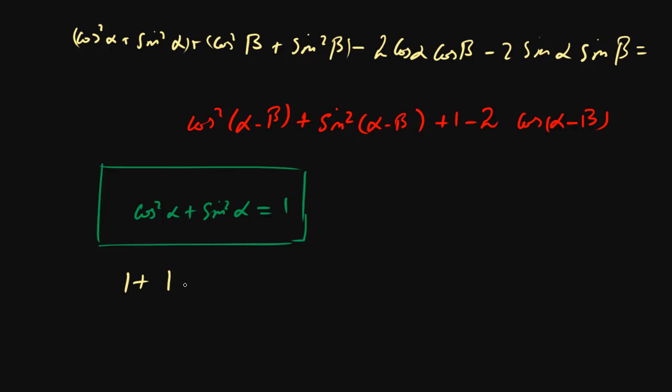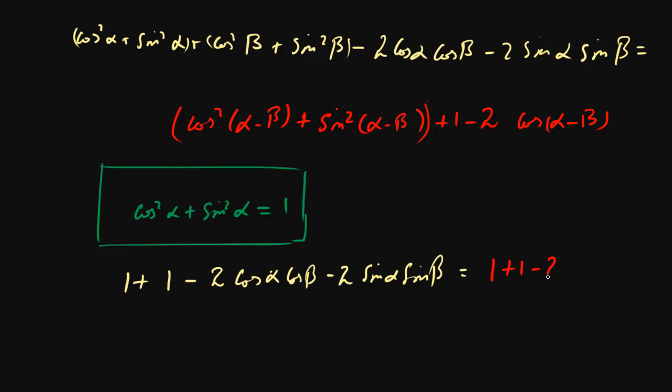Okay, plus 1 minus 2 cos of alpha cos of beta minus 2 sine of alpha and sine of beta, and here equal to, I'm going to write that with 1, and we see cos square of alpha minus beta plus sine square of alpha minus beta, that will also change to 1 plus 1 minus 2 cos alpha minus beta, that is also just making like this formula. Okay, that is also the same.